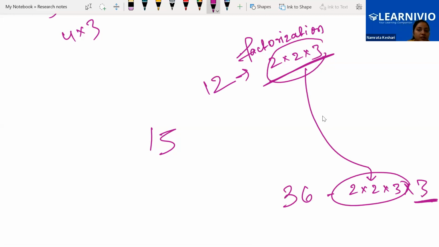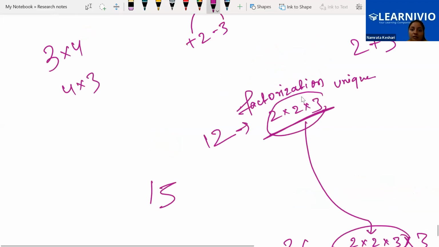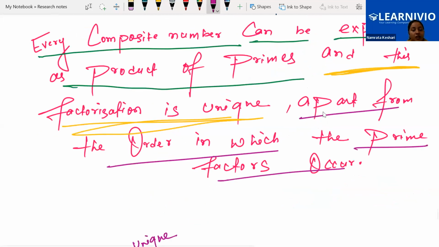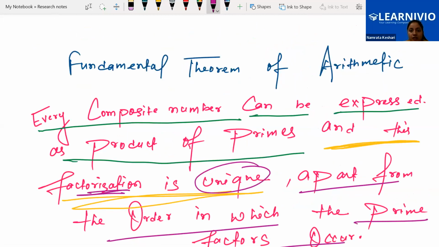That's why the terminology "factorization is unique" is written over here, but order is not unique. This unique word is applicable for factorization only. It is not applicable for the order. Order can be here and there. We can shuffle the numbers here and there, commutative property. Still, it's the same thing. Is it clear to everyone? Yes, ma'am. This fundamental theorem of arithmetic is clear.